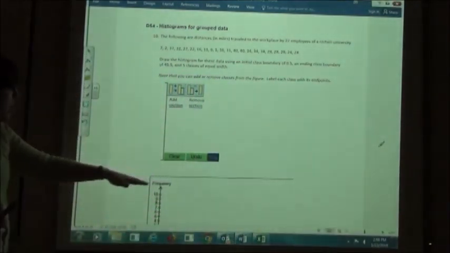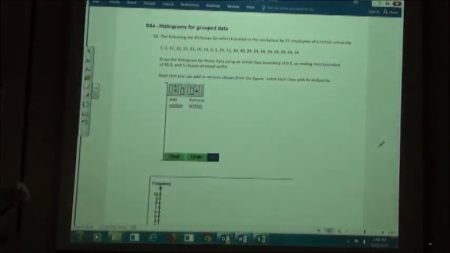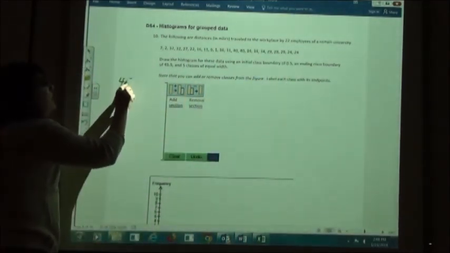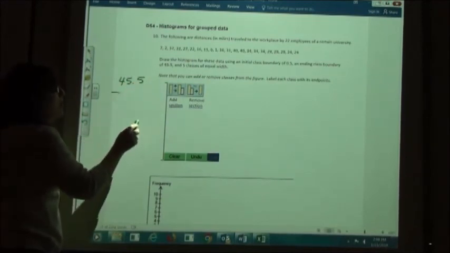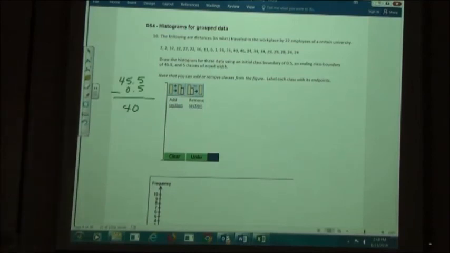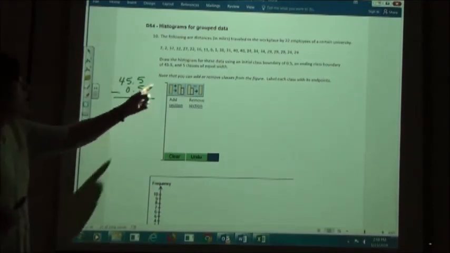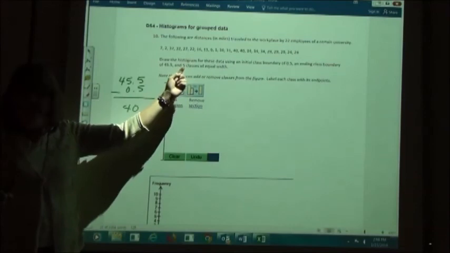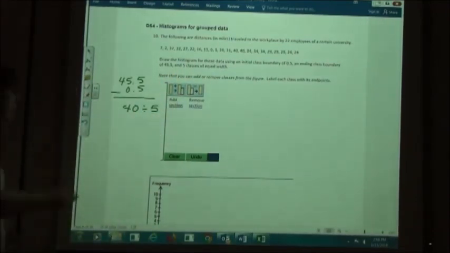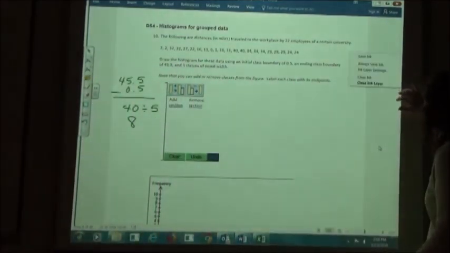We have to figure out on our bars how many bars we're going to put in our graph. So first thing we're going to do is just subtract. Our end is going to be at 45.5. Our starting is 0.5, which means we're going to have 45 numbers in our data set. We want to have 5 classes or 5 bars, so we're going to divide by 5, which means each of our classes are going to have 8 values in them. I'm going to slide this down just a hair.